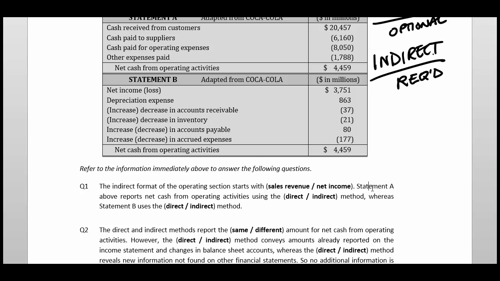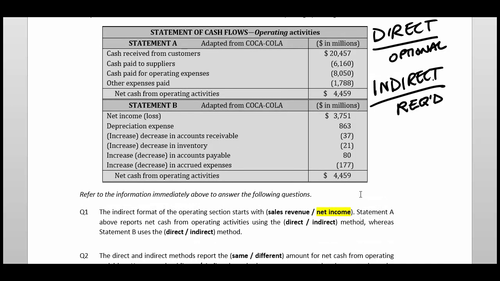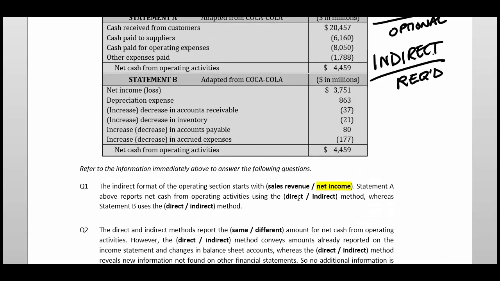The indirect format of the operating section starts with net income. Statement A above reports net cash from operating activities using which method? The direct method, where statement B uses the indirect method. Do the direct and indirect methods report the same amount or different amounts for net cash from operating activities? It's the same amount. They should give you the same answer. If they don't, there's a mistake. Whichever method you use, you should still get to the same answer.